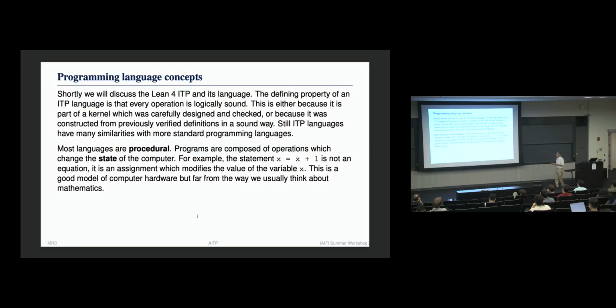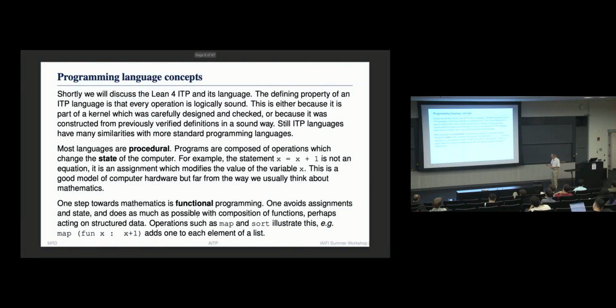And that's very common in computer languages because that's the way computer hardware works. You stuff a new number into some memory cell, but it's rather far from the way that we think about mathematics. Usually we interpret this equation as an equation. And so there's this process of development that you might start with a procedural language and throw away the things that are not like mathematics and add more things to make it more like mathematics. So that's one way of thinking about this.